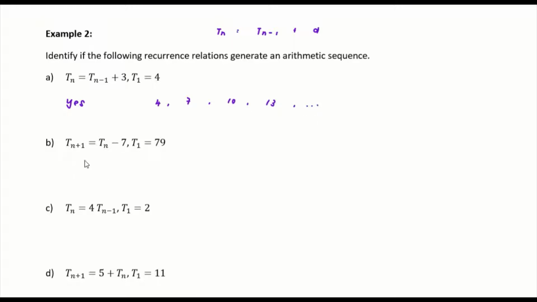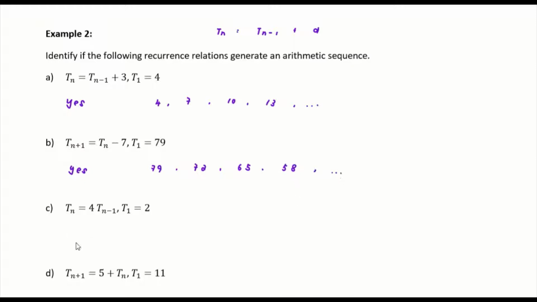Okay, now B. So same thing. But now the question is given in the n plus 1 term and the n term. So in this case, it's the same thing. How do you get the future term? You get your current term minus 7, right? So that's why it's a yes as well. And the common difference here is negative 7. So we have 79, 72, and then 65, 58, and so on.